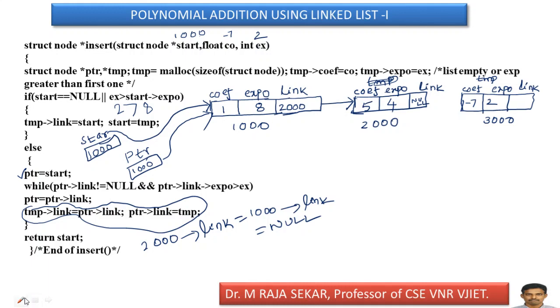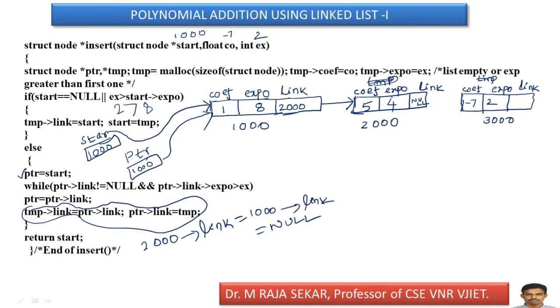Now again PTR equal to start. Start means 1000, so as usual it will point to the first node. While PTR arrow link not equal to null: what is PTR arrow link? 1000 link is 2000. 2000 not equal null, true. And PTR link, PTR means 1000, 1000 link is 2000, then the exponent at 2000.